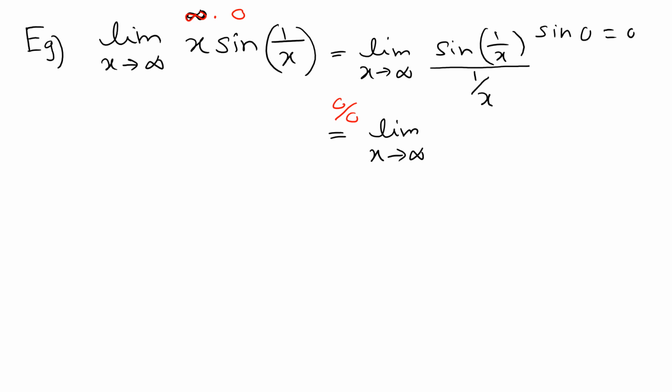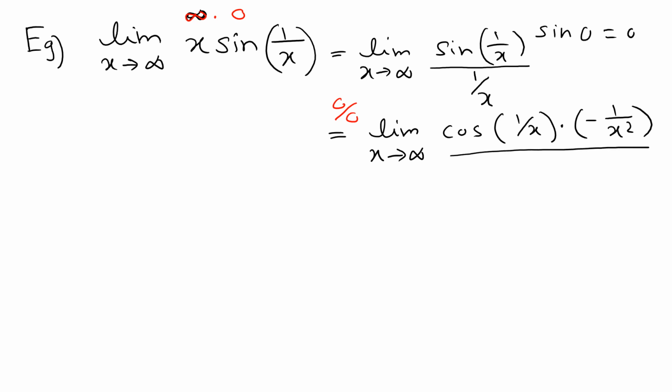When you take the derivative, sine means cosine of 1 over x, and then take the derivative of 1 over x that we took earlier. It is negative 1 over x squared. That's the derivative of 1 over x, using the power rule. And the bottom again is the power rule, negative 1 over x squared. It's the same term. Now you can see that these two terms get cancelled out. So you simply get the limit when x goes to infinity of cosine 1 over x.